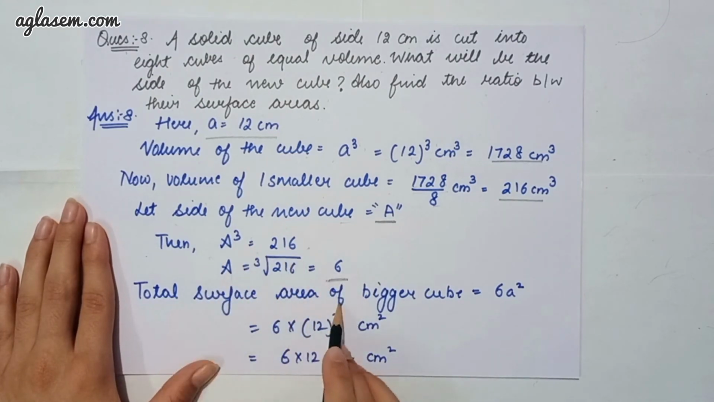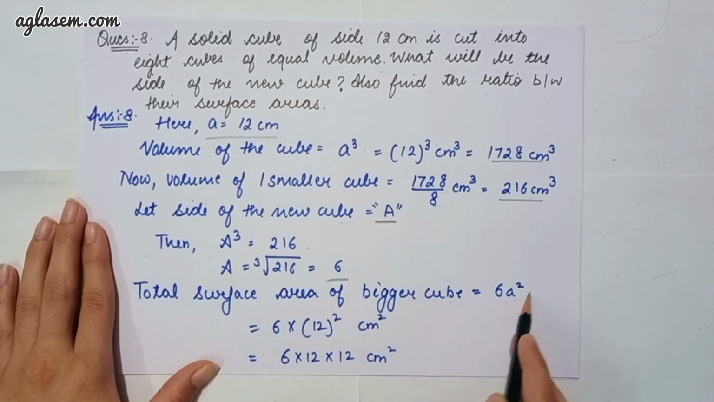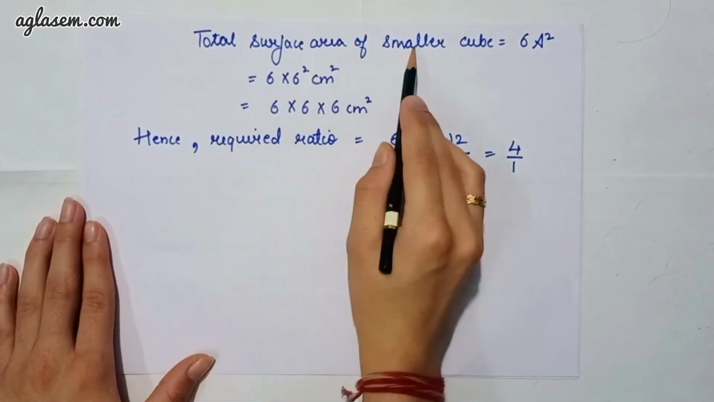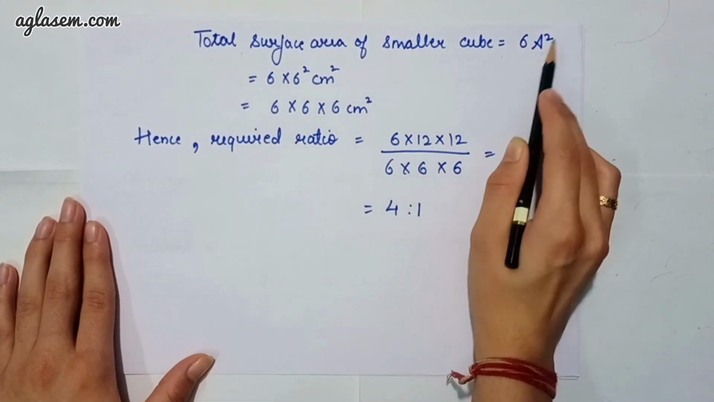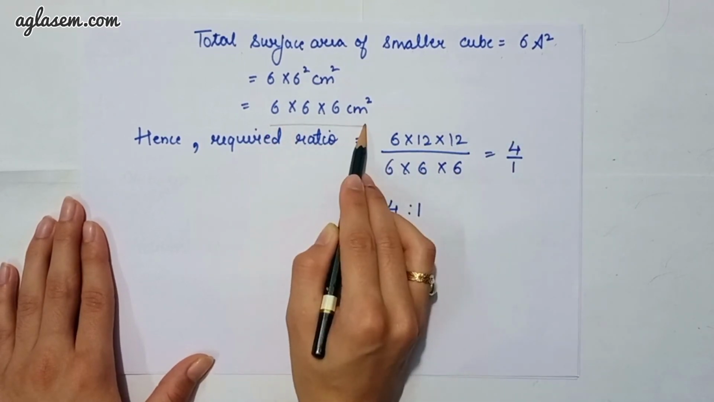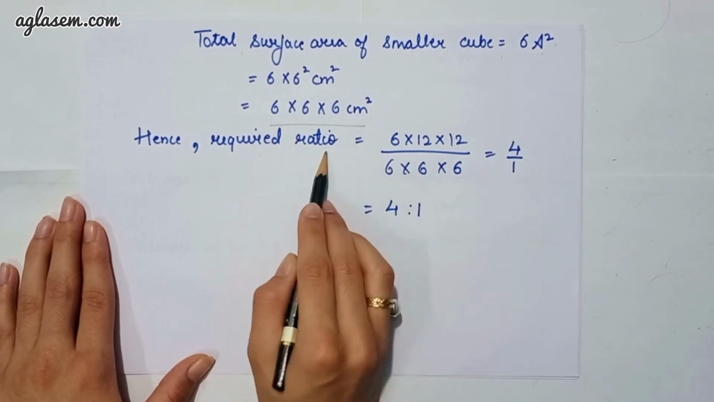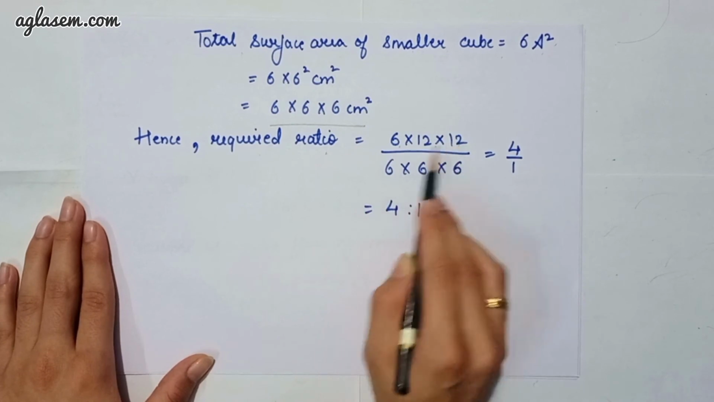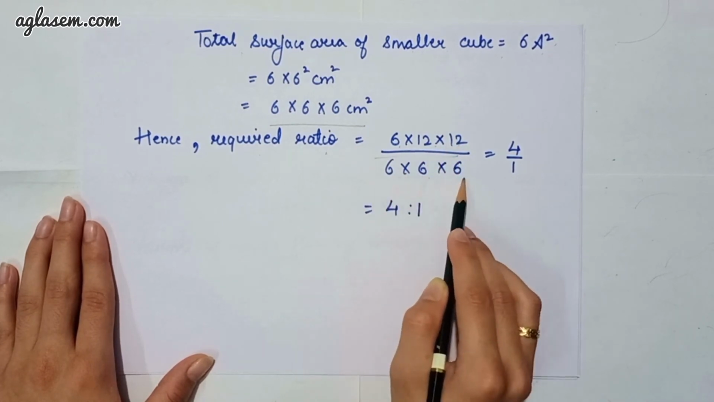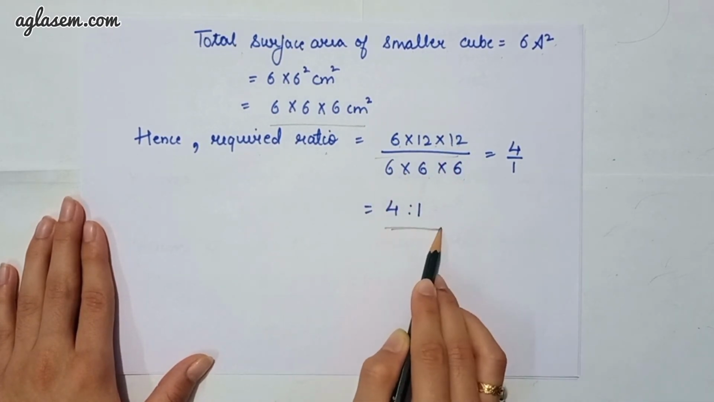So total surface area of bigger cube, that is 6A square, will give you 6 into 12 whole square, that is 6 into 12 into 12. Further moving, the total surface area of smaller cube, that is 6 capital A square, will give you 6 into 6 into 6 centimeter square. So required ratio is 6 into 12 into 12 divided by 6 into 6 into 6. That will give you 4:1.